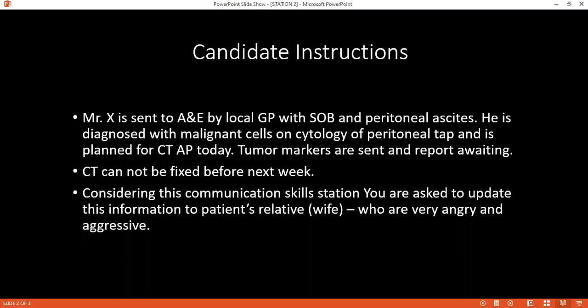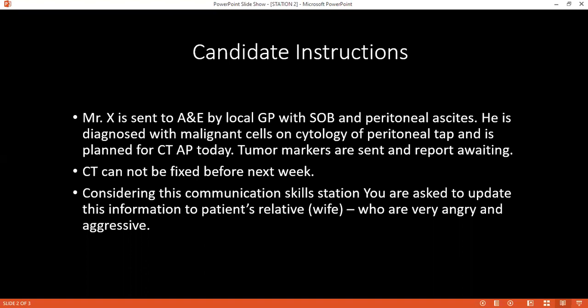I know that your husband was admitted a few days ago, complaining of abdominal pain, and he has been asked to do a CT scan. Unfortunately, the CT machine is not working at our hospital at the moment. I'm really sorry to hear that. Why is CT required? I'm not understanding you properly. Why does my husband suddenly need a CT scan?